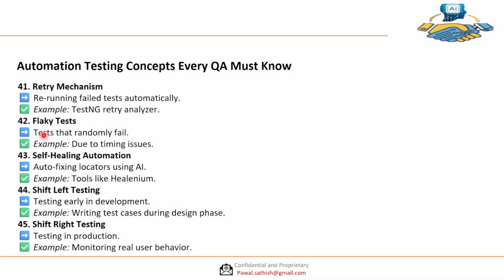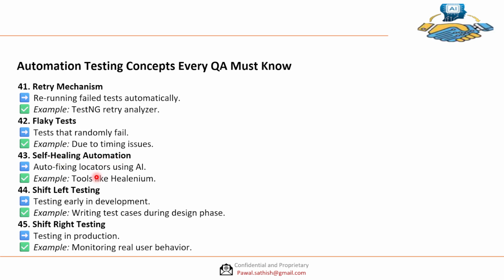Then flaky tests. A flaky test is nothing but a test that randomly fails. Sometimes it passes, sometimes it fails, due to timing issues. Then self-healing automation, which is auto-fixing locators using AI.